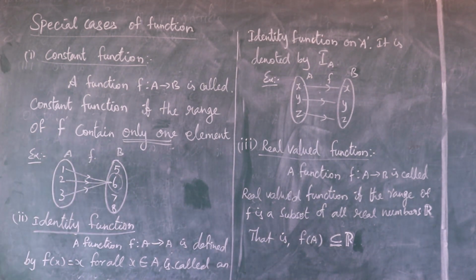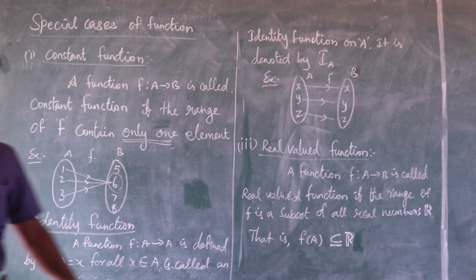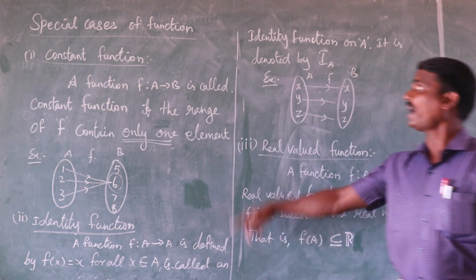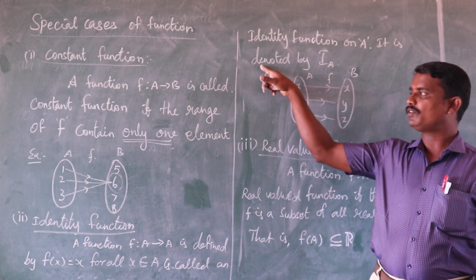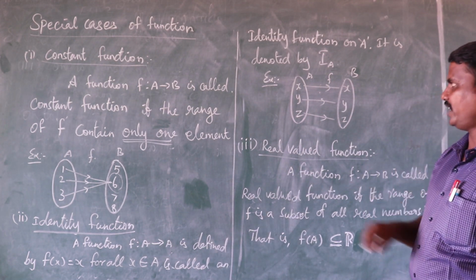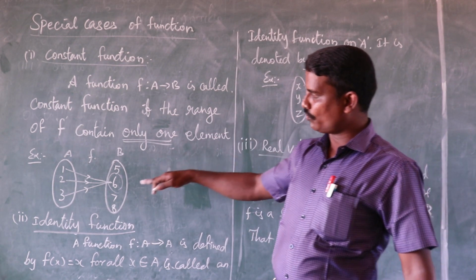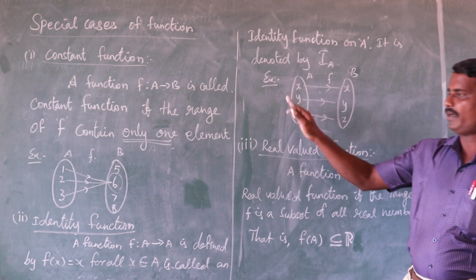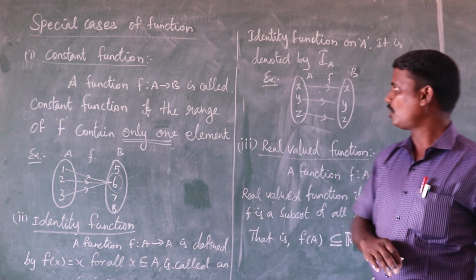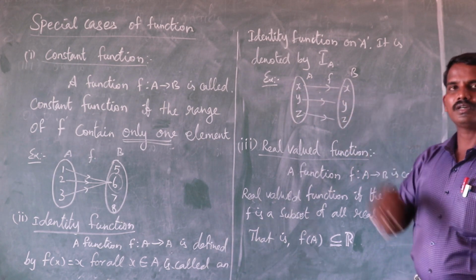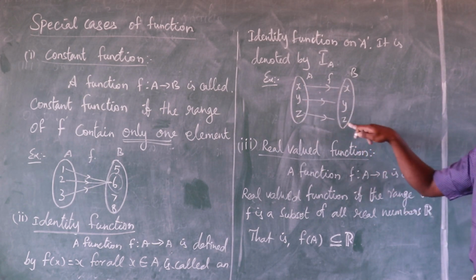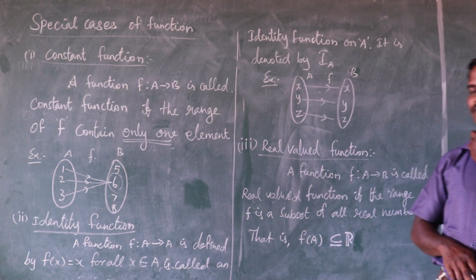Next one, identity function. A function f from A to A is defined by f of x equal to x for all values of x belonging to A, and is called an identity function on A. It is denoted by I suffix A. For example, in a constant function there is only one range value, but in an identity function the image is equal to its domain, that is, range equals domain. Here x is related directly to x, y to y, z to z. So these types of functions are called identity function.